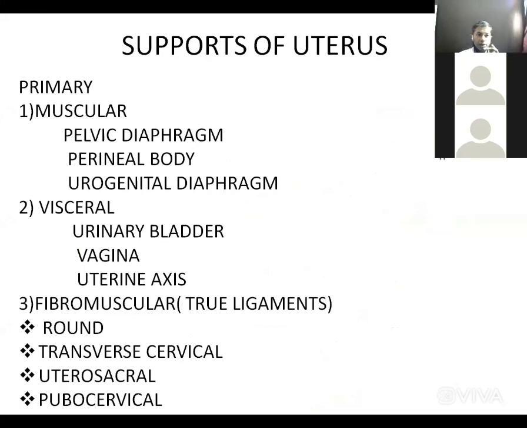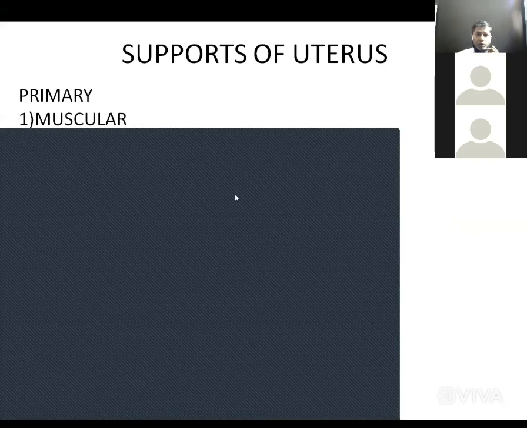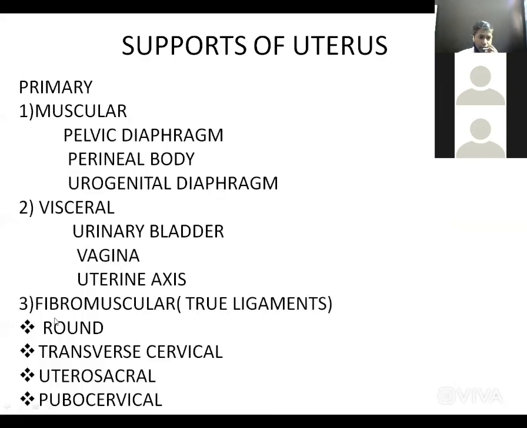Got the points? Okay, so the primary supports are the muscular, the visceral, and the fibromuscular. Muscular: pelvic diaphragm, perineal body, urogenital diaphragm. Visceral: anteriorly the urinary bladder, below is the vagina, and the uterine axis. And the fibromuscular.